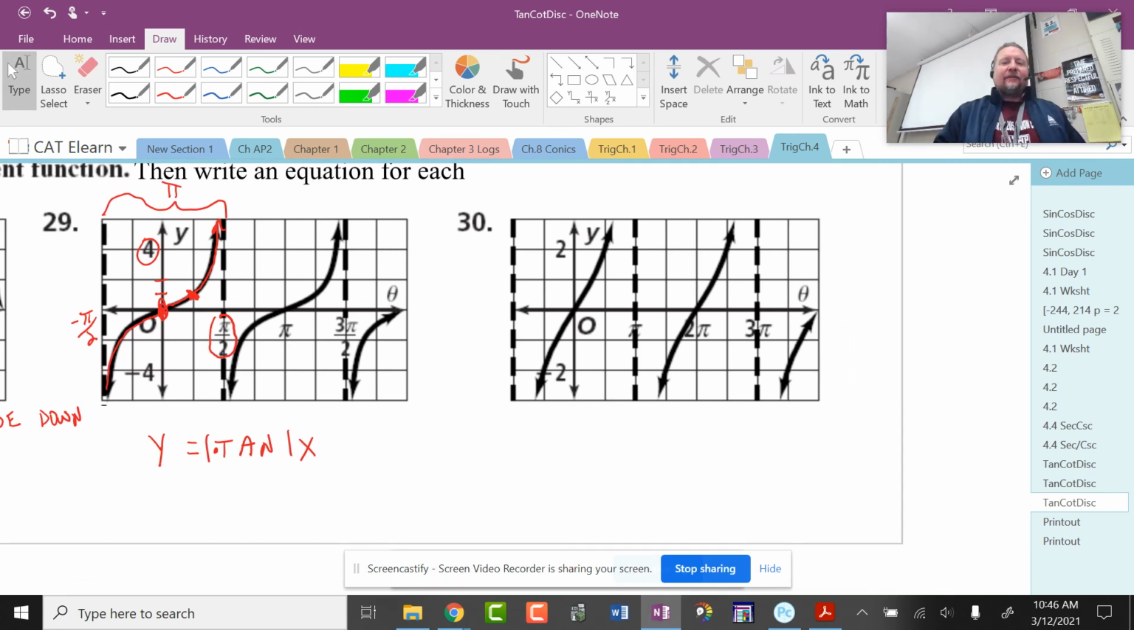I should put in the chat: does that look like a tan or a cotan? Because everyone should know that answer. Put in the chat in 5 seconds. 5, 4, 3. Tan or cotan? 2, 1, 0.